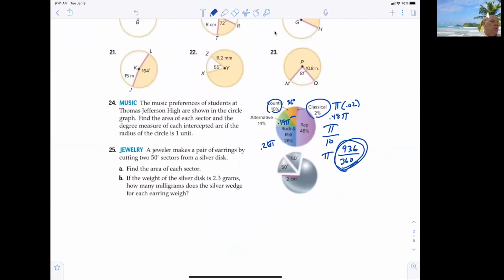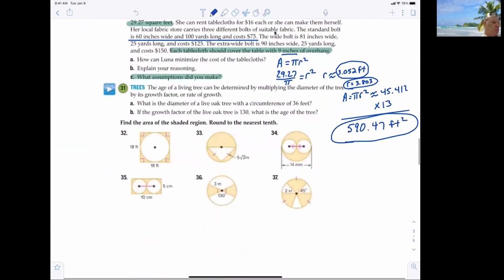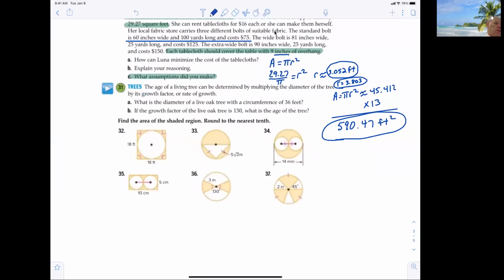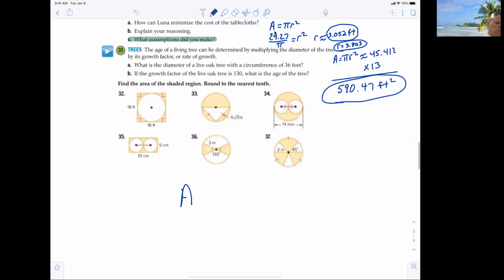Say it again. Ooh, this was actually an SAT problem. The age of a living tree can be determined by multiplying the diameter of the tree by the growth factor or the growth rate. What is the diameter of a live oak tree with a circumference of 36 feet? If the growth factor of a live oak is 130, what is the age of the tree? The age can be determined by multiplying the diameter of the tree times the growth factor.